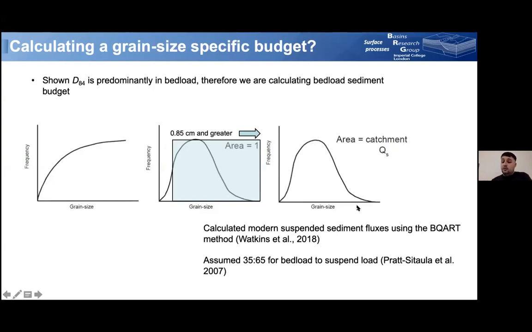So I use the B-quart suspended sediment flux from the first paper. However, I use the 35 to 65 ratio to turn it into a bed load sediment flux, just to explore what it looks like.